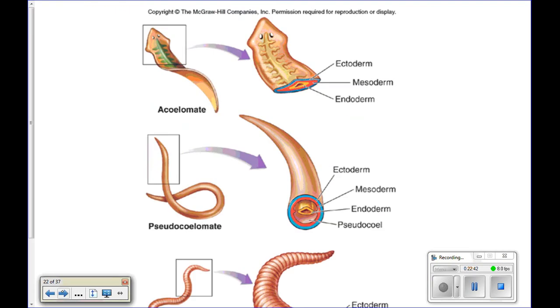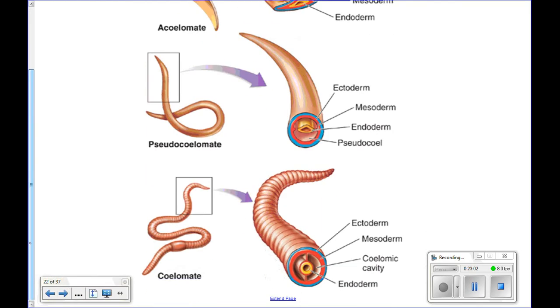So here, let's look at this. This is a comparison of the 3 worm types, so you can actually see what it looks like. Flatworms up here have the 3 cell layers, but no pseudocoelom or coelom. So you've got the ectoderm, the mesoderm, and the endoderm, and the gastrovascular cavity inside. Those are their 3 cell layers.